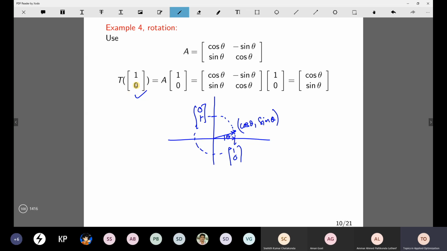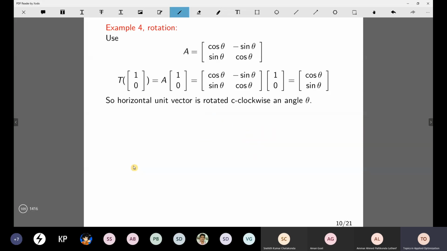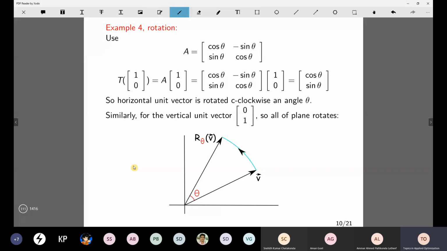Actually, if you know the action of the linear transform on these elementary vectors, 1, 0 and 0, 1, which form the basis in R2, that is enough to know what it will do to any other vector. So the horizontal vector is rotated counterclockwise by an angle theta. Similarly, for the vertical unit vector 0, 1, if you apply it on this, it will again rotate it theta degrees anti-clockwise.